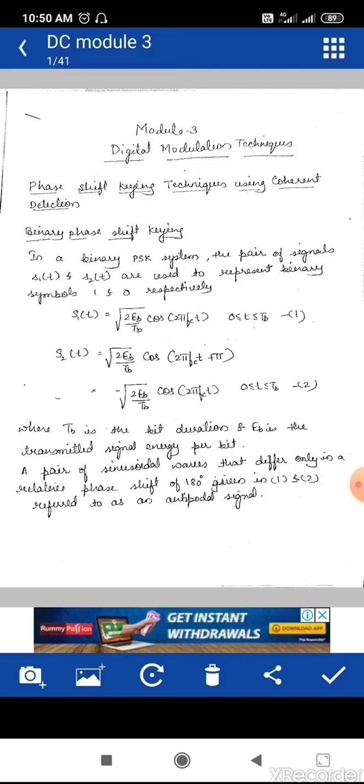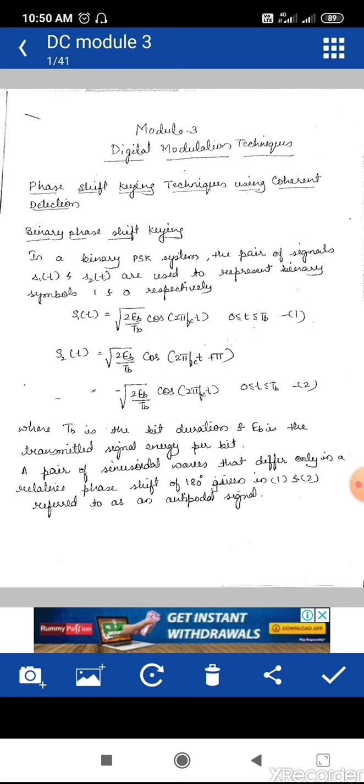The modulation techniques which we are going to discuss in this module are phase shift keying techniques, that is binary phase shift keying, quadrature phase shift keying, then differential phase shift keying, and frequency shift keying techniques. So first we will start with the binary phase shift keying.